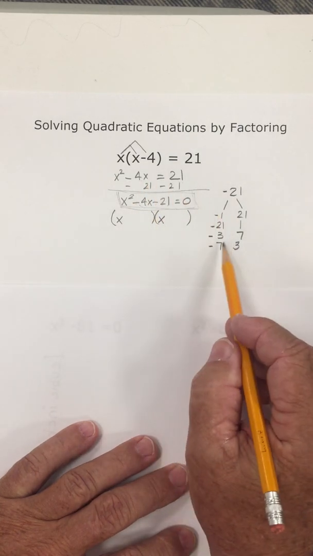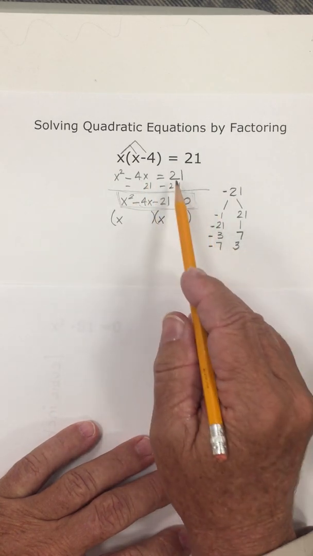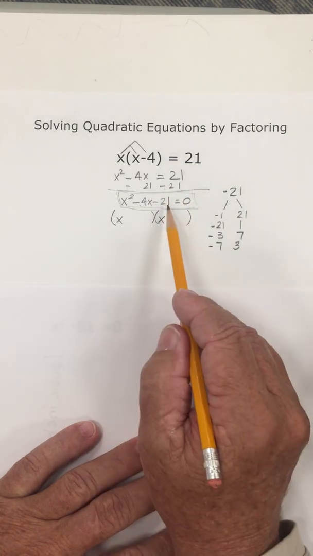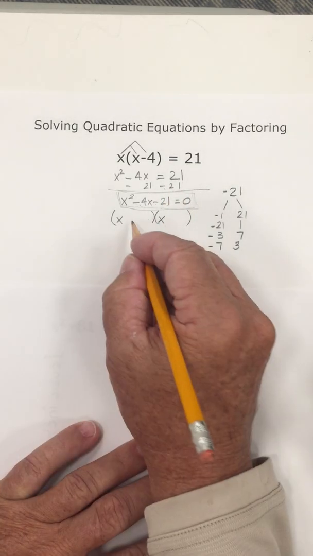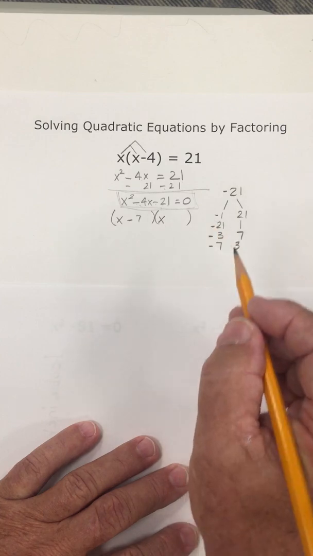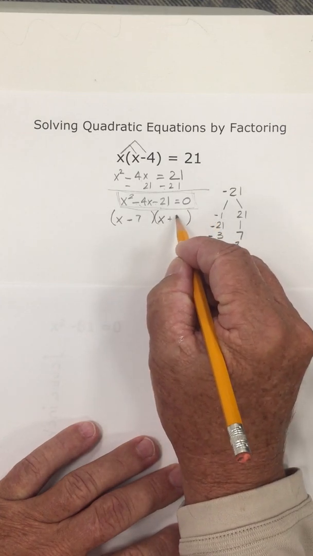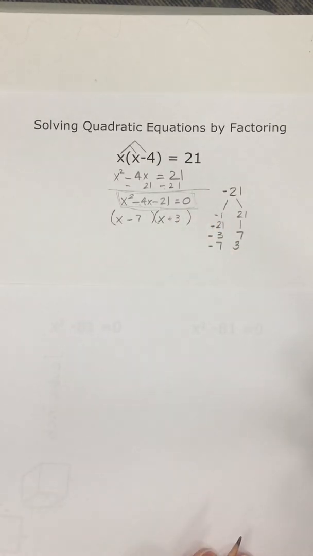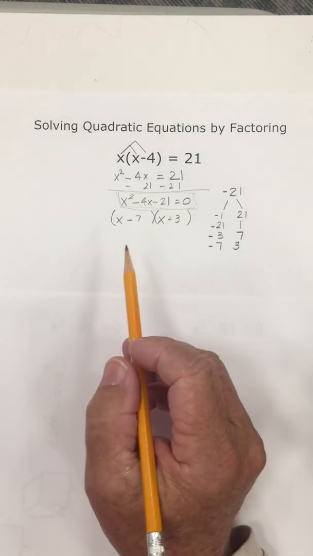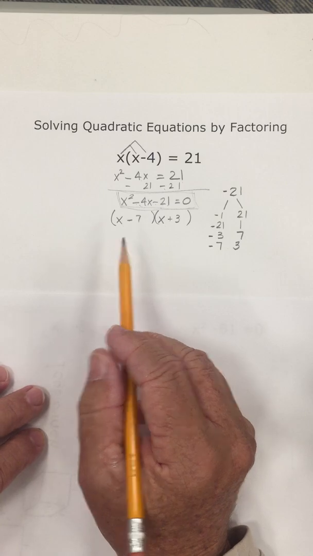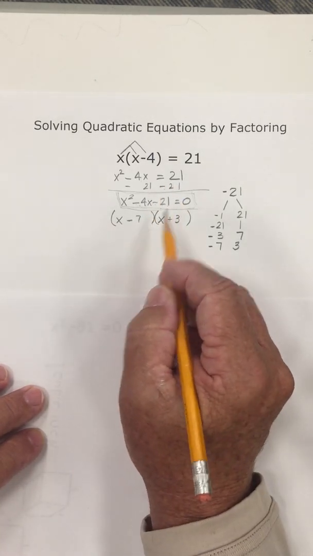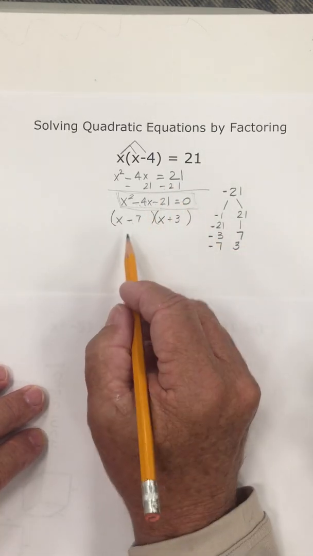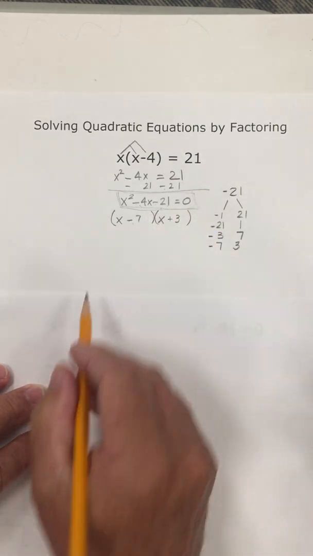That's what we have here. Negative 7 times 3 is negative 21. That's what we have right here. So we're going to put in negative 7 and a positive 3. That is our answer right there, but we want to check it first. And we want to substitute. I'm sorry, it's not our final answer, because we have to get x equals something. We have to find out what x is.